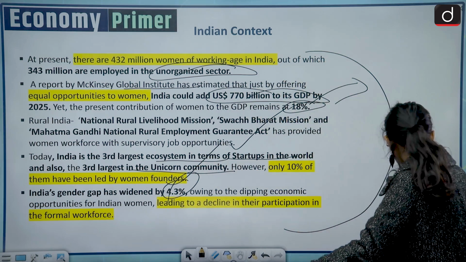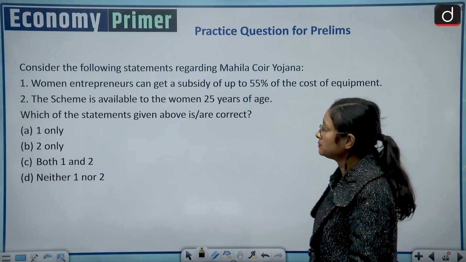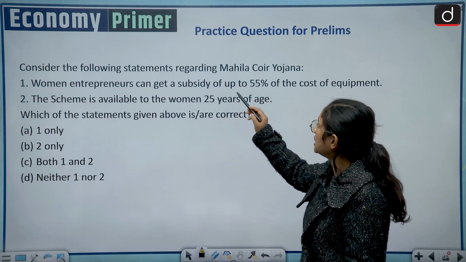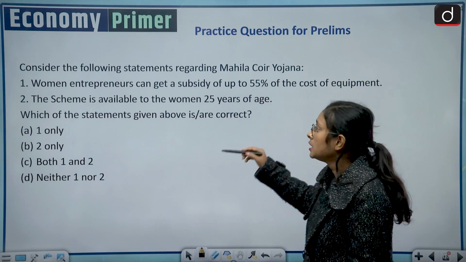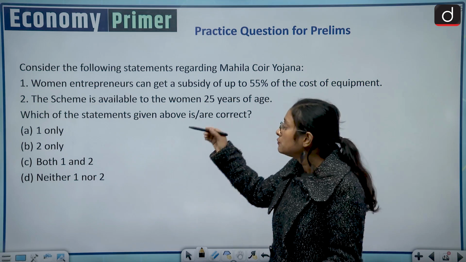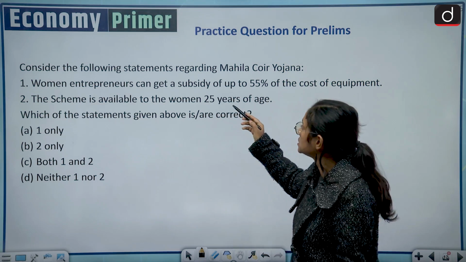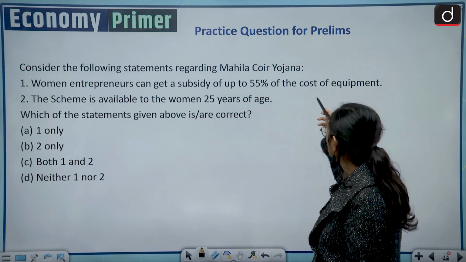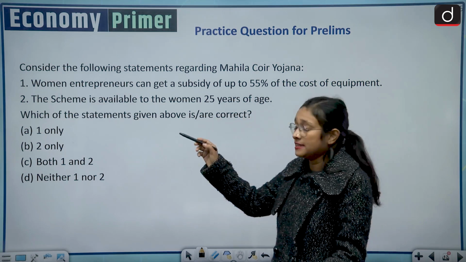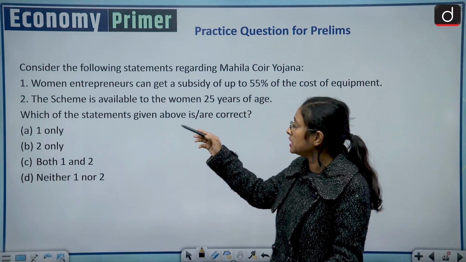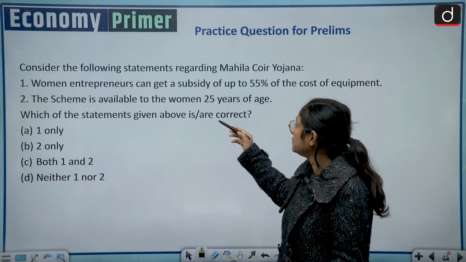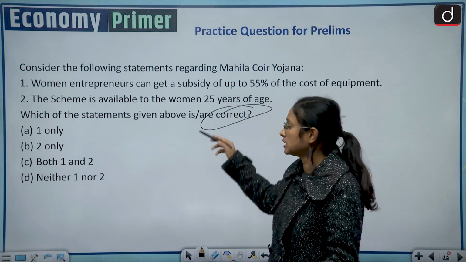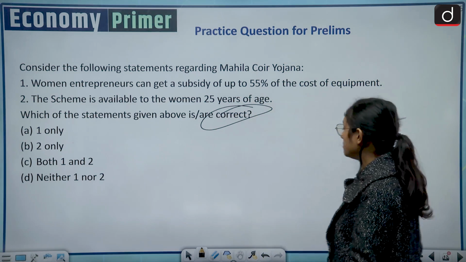Moving on, here is the practice question for prelims. Consider the following statements regarding Mahila Kosh. Your first statement is, women entrepreneurs can get a subsidy of up to 55% of the cost of equipment. And the second statement is, the scheme is available to women of 25 years of age. Here they are asking for the correct statement, so kindly comment in the comment section.